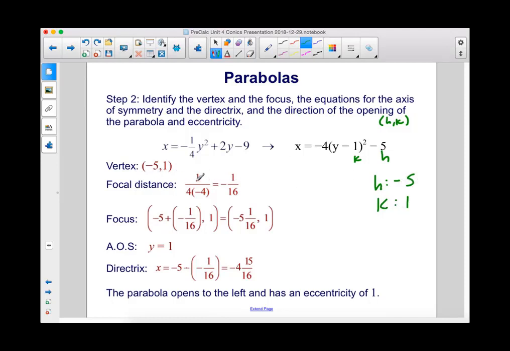The focal distance is 1 over 4a, and in this case, a is -4, so the focal distance is -1 over 16. The focus is at h plus the focal distance, so that's -5 minus 1 over 16, since it's negative, comma k, which is 1. So we have -5 and 1/16, comma 1. The axis of symmetry is at k, so y equals 1. The directrix is h minus the focal distance, so -5 minus -1 over 16 is -5 plus 1 over 16, which gives us -4 and 15/16. The parabola opens to the left and has an eccentricity of 1.